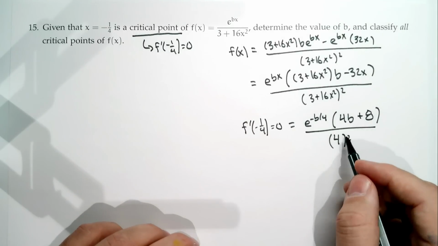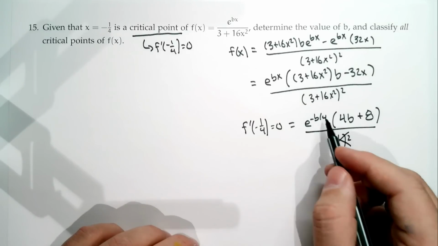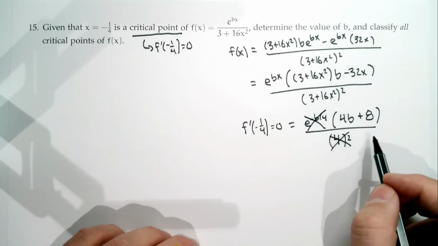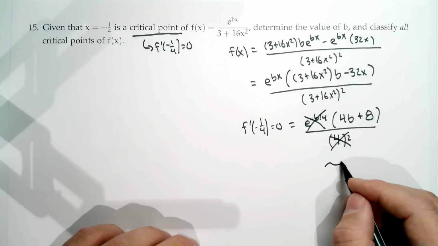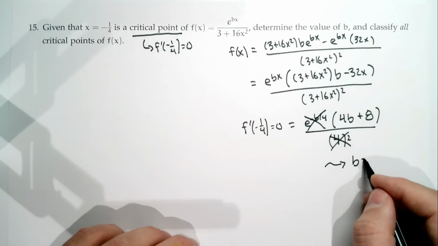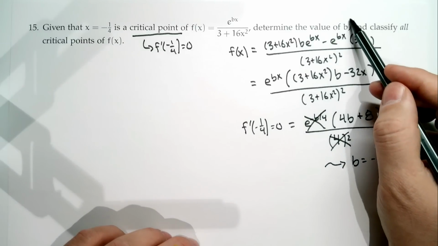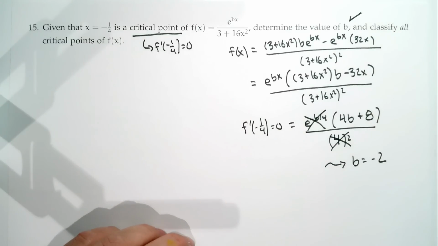And we say, well, the 4 squared down there can't be 0. The e to the negative b over 4 can't be 0, so that tells us 4b plus 8 has to be 0. So b has to equal negative 2. So that's the first thing. We've now determined the value of b.